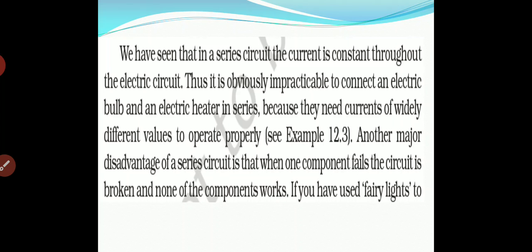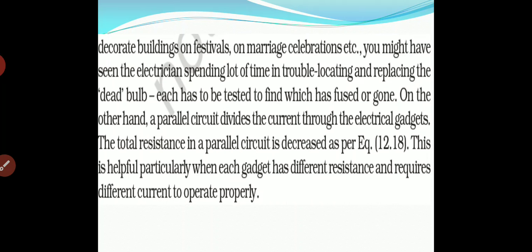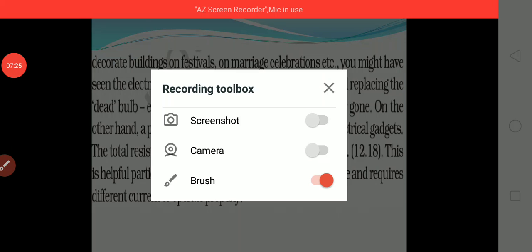last resistance. So here you can see that there is a disadvantage of a series circuit. If one component fails, then the whole circuit will be broken or cannot be used further.